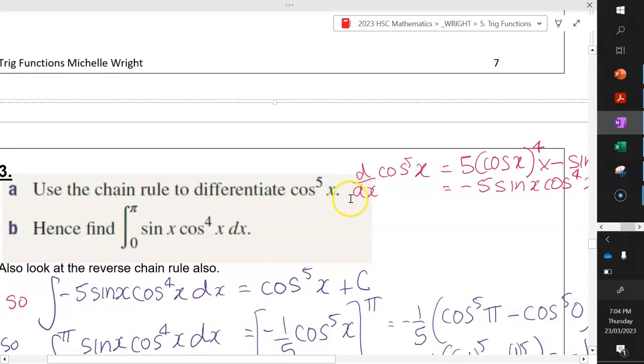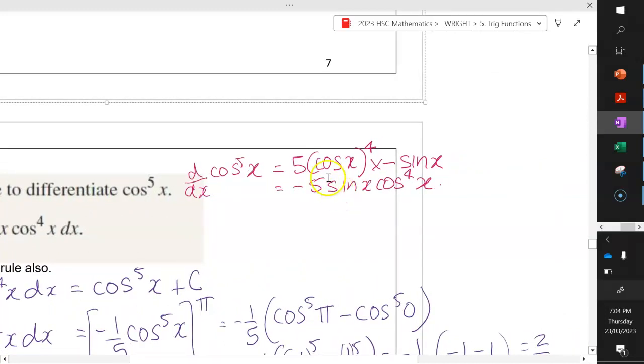Which we should be able to do by now. So cos to the power of 5 x, and I haven't popped it in there, is the same as cos of x to the power of 5. So when I've differentiated that, I've used the chain rule. 5 comes down the front, cos of x is staying there, and I take 1 off that power of 5, which becomes a 4, and I multiply by the derivative inside. The derivative of cos is minus sine.